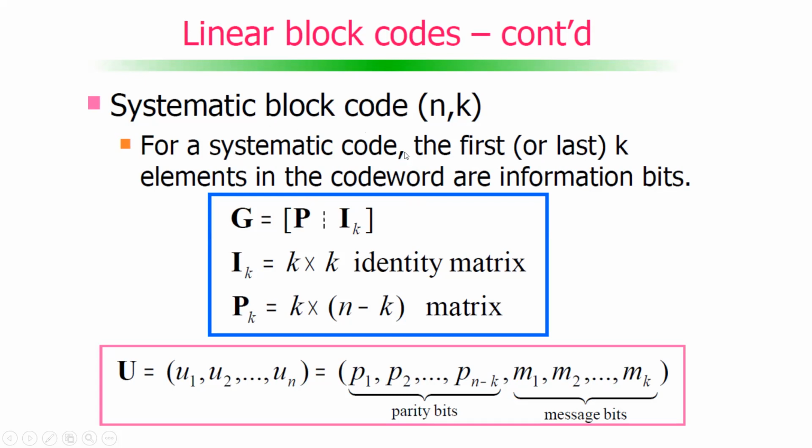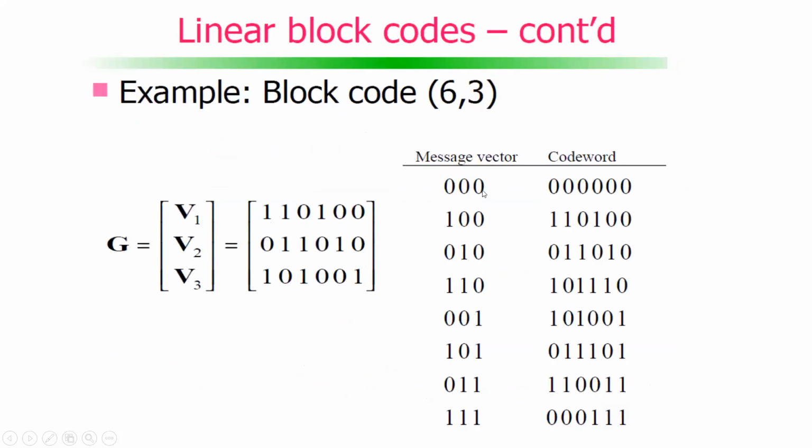In systematic codes, the information bits, the message bits, will be part of the code word. For example, these are my message bits 000, 100. These will be part of the code word. Now, if you can see here, this 000 is the last 3 bits, 100 is the last 3 bits, and this 010 is the last 3 bits of the code word. So message bits are a part of the code word, right? And what are the first 3 bits? This 000, this 110, this 011. These are the parity bits in the code word.